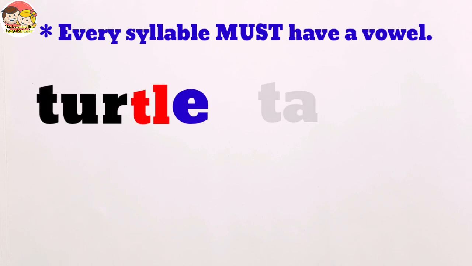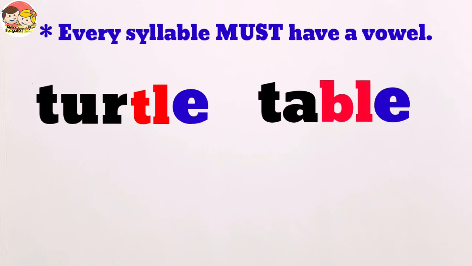Next, every syllable must have a vowel. Yes, we all know very well that every syllable has a vowel, and when we have a two-syllable word and the last syllable doesn't have a vowel, then we add E. For example, turtle, table. These are two-syllable words. Turtle. So tle needs an E. Table. Ble needs an E.